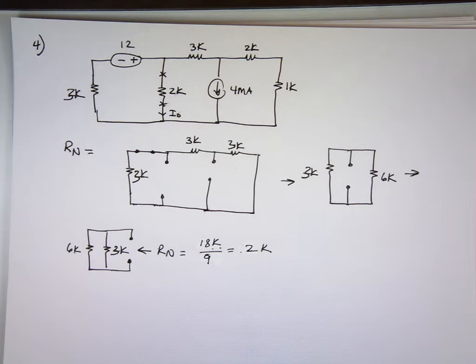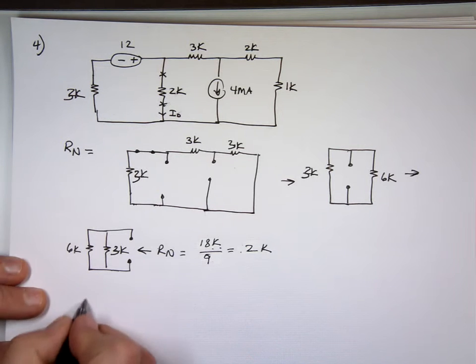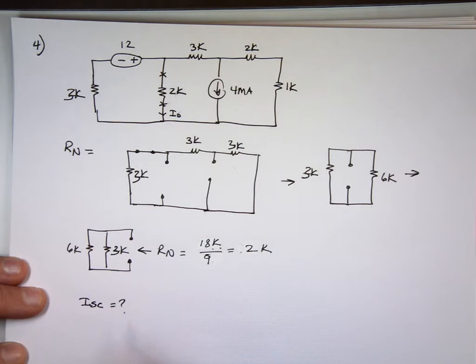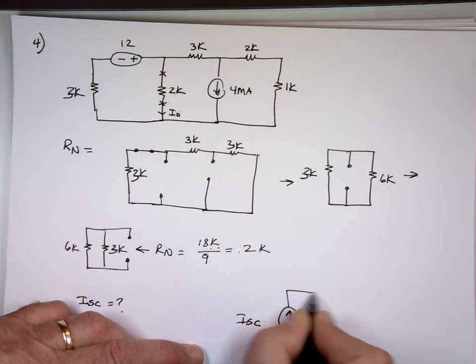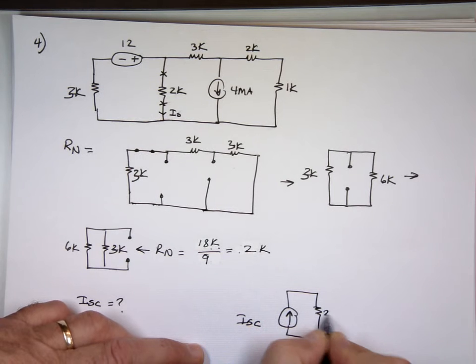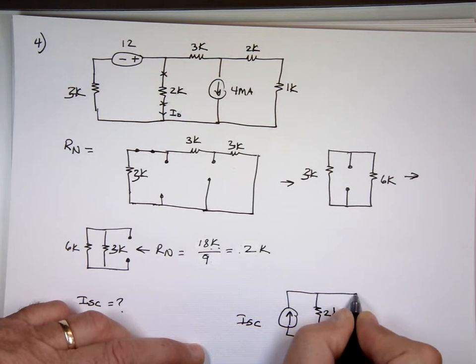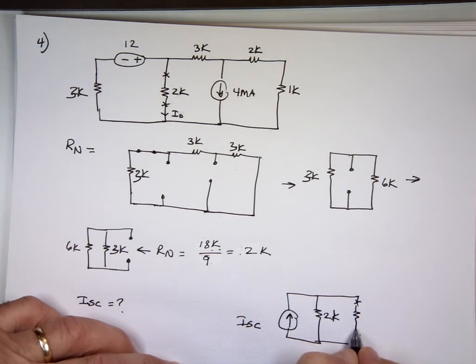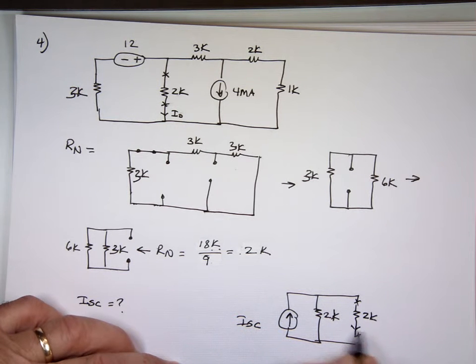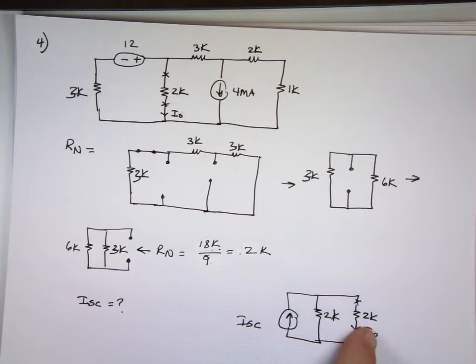That's R Norton. If you want the Norton equivalent, that's what we asked for, right? Find I out using Norton. So I gotta find now, what is I short circuit? I need I short circuit. Once I have that, I'm gonna replace my circuit with an I short circuit in parallel with the 2K resistor. And remember, I'm chopping the circuit right here. So let me put that 2K back in here and find what I out is, which will be half because these guys are equal. Once I know what I short circuit is, I out is half that number.